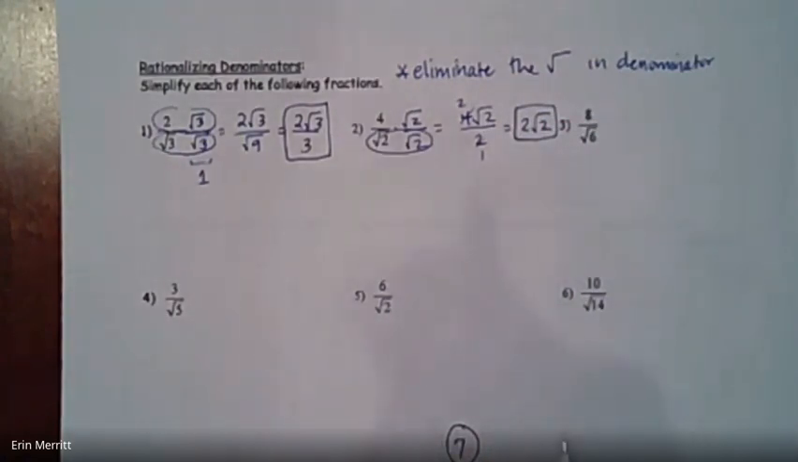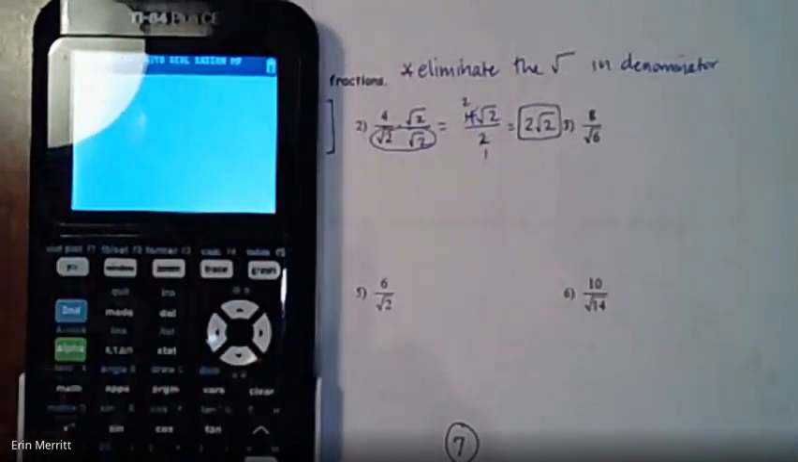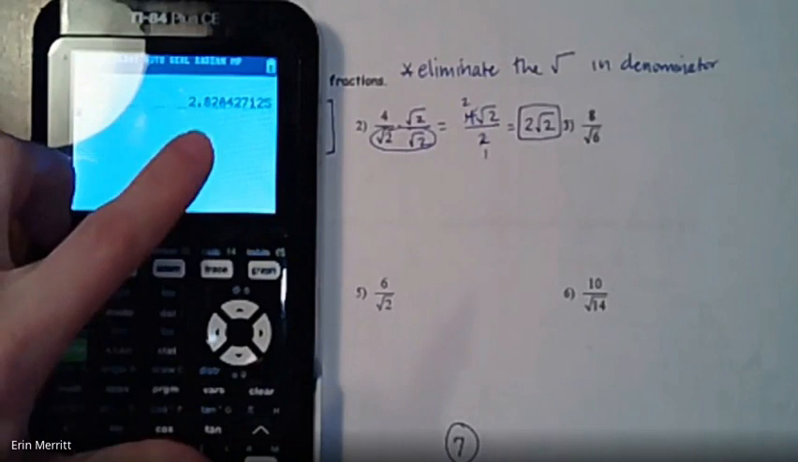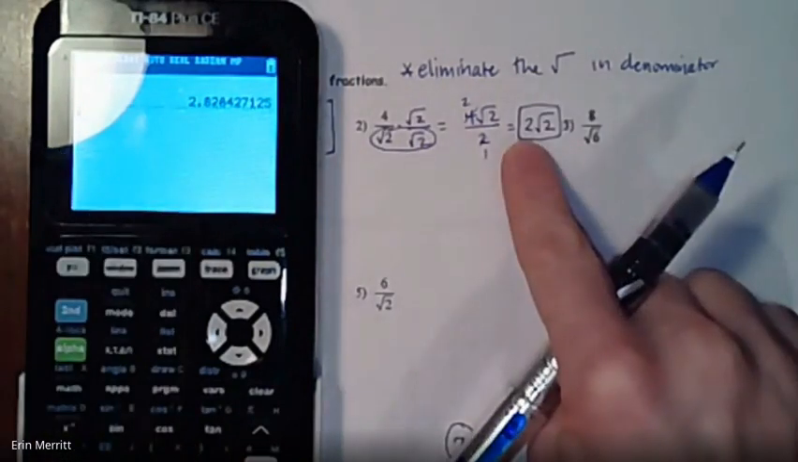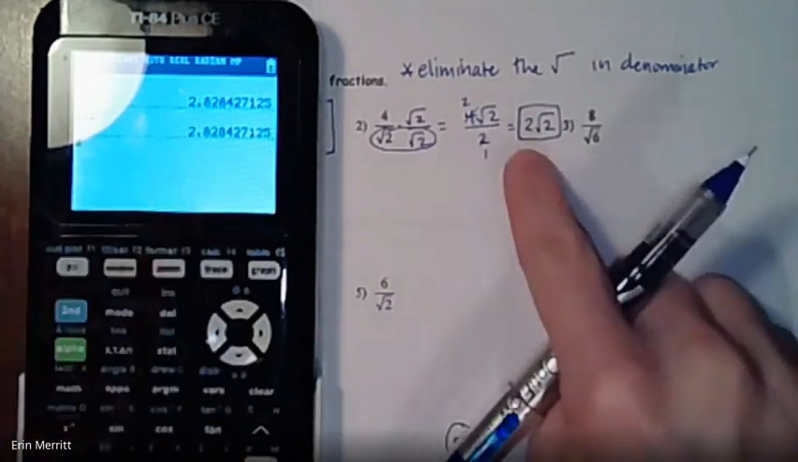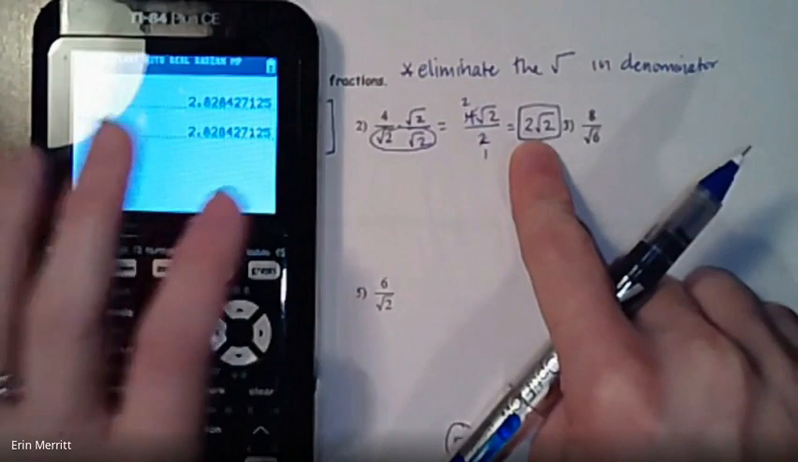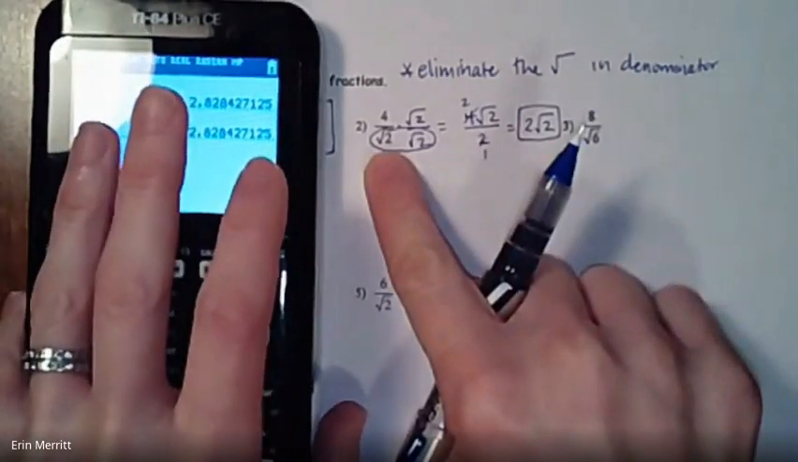Now, if you're ever questioning it, you can grab your calculator. And so I'll bring mine over here. If I do 4 divided by radical 2, it's going to give me a decimal value. What I want to show is that my answer, that 2 radical 2, gives me the exact same decimal value. So same value, but now it's in more of a proper form here. No radical in the denominator.